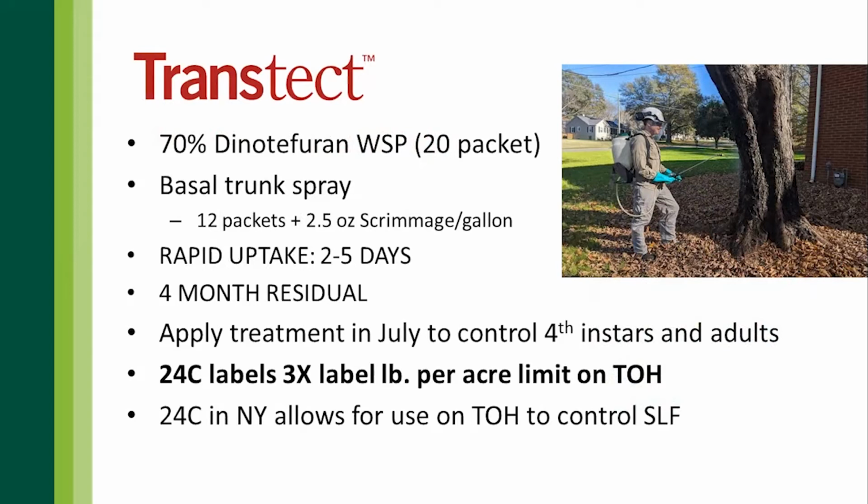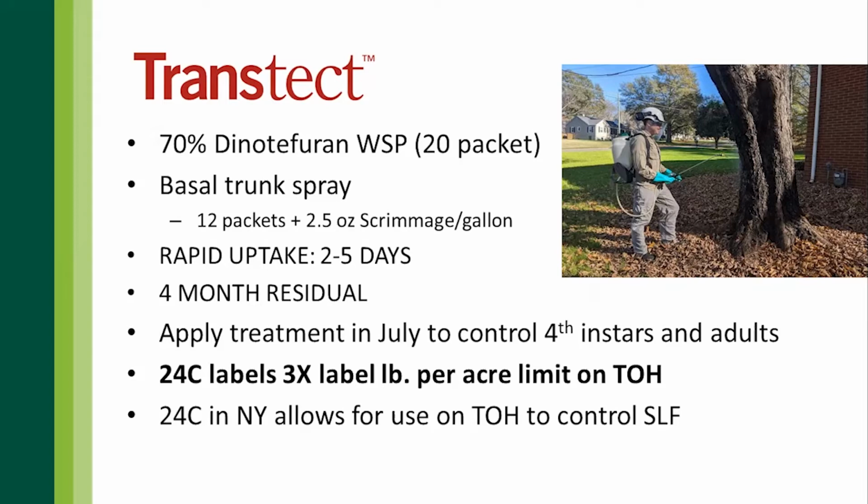Apply treatment in July to control the 4th instars into the adults. I wouldn't recommend moving this treatment up into June or May. While it may be tempting just because you're seeing some of the earlier instars out, they're probably not as likely to be feeding on these larger trees as they would be later on in life.